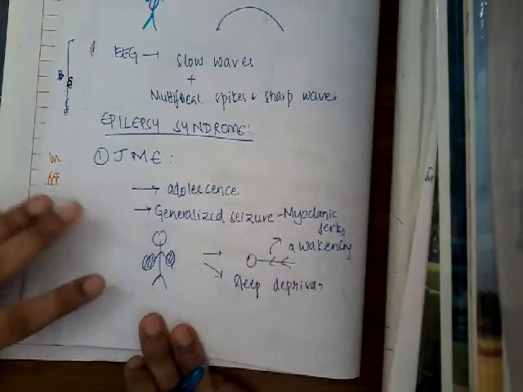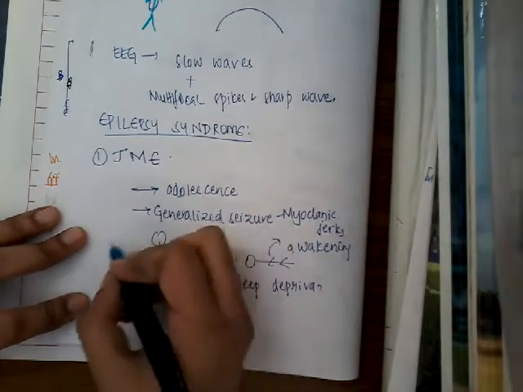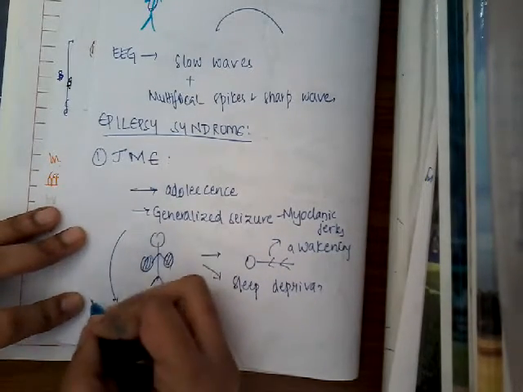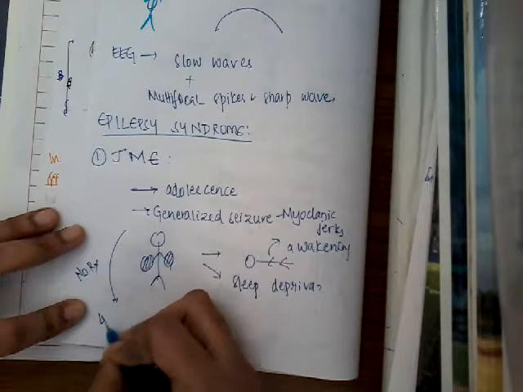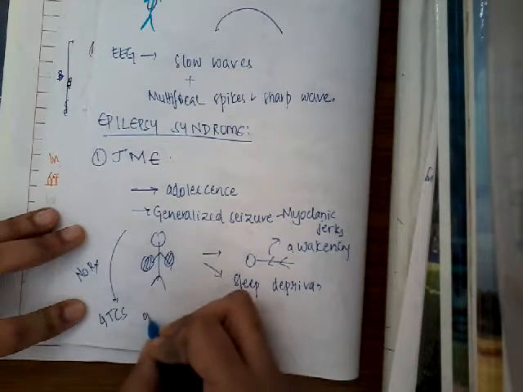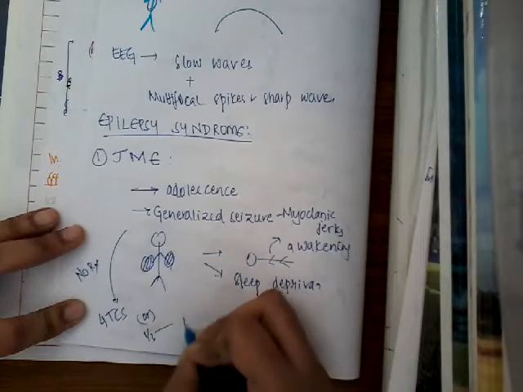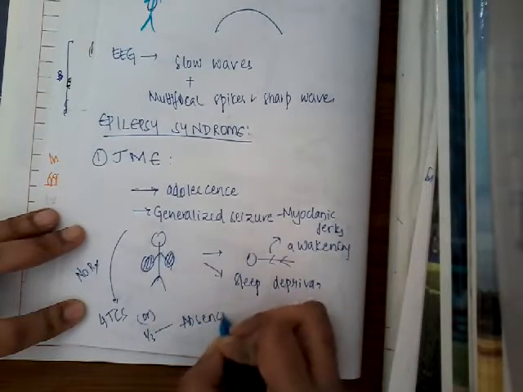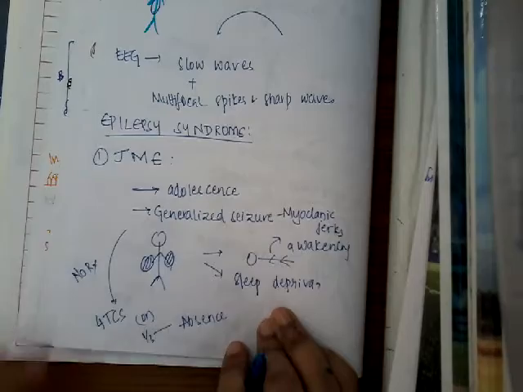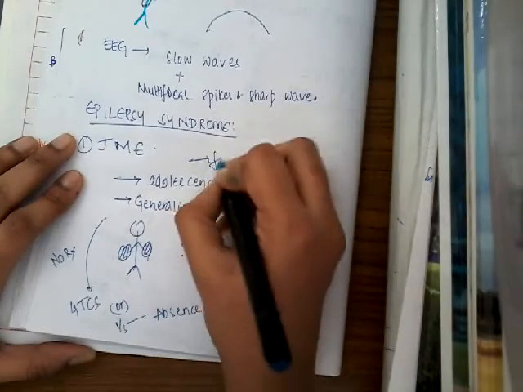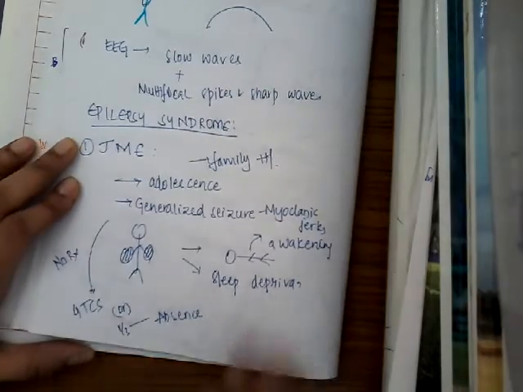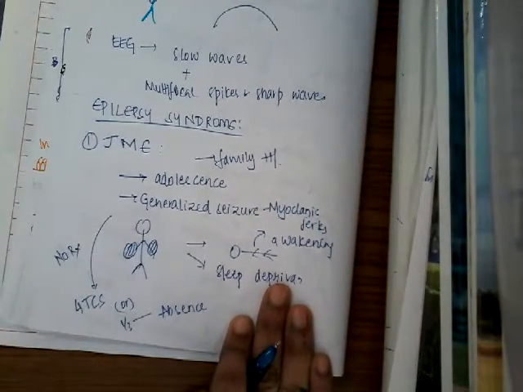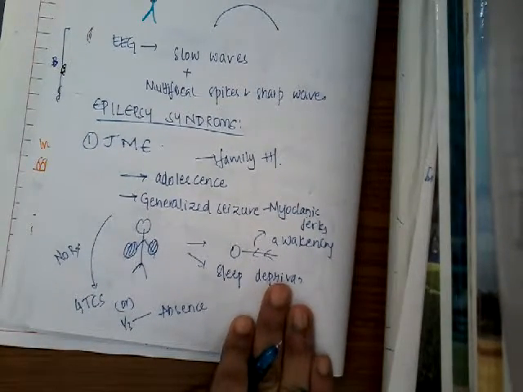If not treated, juvenile myoclonic epilepsy may progress to generalized tonic-clonic seizures, or one third of them will progress to absence seizures. So we generally have to treat them for sure. And there is a family history of this disorder. So this is about juvenile myoclonic epilepsy.